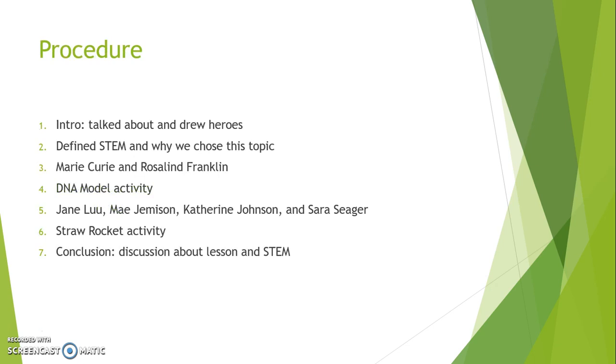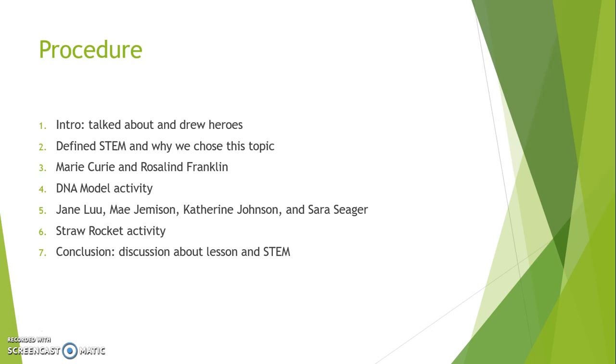The procedure we followed was first to introduce ourselves to the class and talk about who everyone's heroes were. We also had the students draw their heroes. We told them this could be anyone from their family or someone famous they knew. We then defined what STEM meant and why we chose the topic, as we mentioned in this PowerPoint as well. Then we talked about Marie Curie and Rosalind Franklin, and they had to do with the DNA findings.